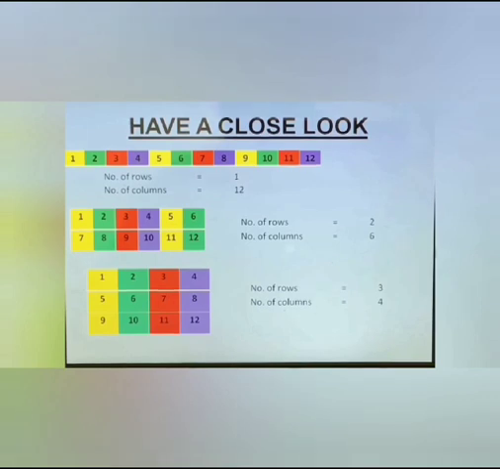Now you will be asking why we cannot arrange them in 4 rows and 3 columns. Because that will be the repetition of the third case. So we can write 12 as 1 into 12. In the second case, we can write it as 2 into 6. And in the third case, we can write 12 as 3 into 4. That means all these numbers are the factors of 12.